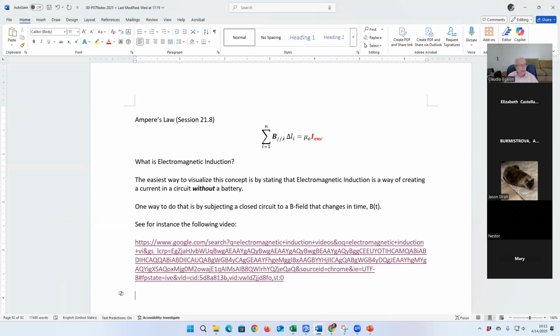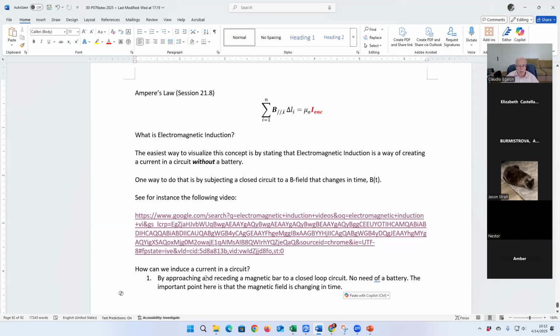Okay, and it is possible, like I said. How can we induce a current in a circuit? Okay, one way is by approaching or receding a magnetic bar to a closed loop. No need of a battery. But then there are other ways too.